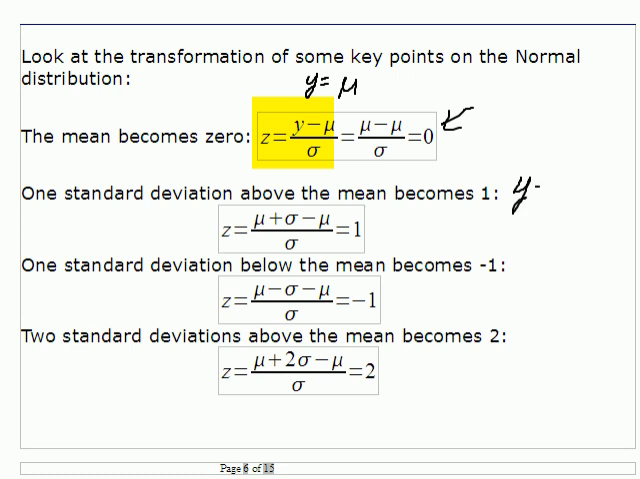What if you go one standard deviation above the mean? Okay, so you're going to let y equal mu plus sigma. Well, put that in the equation. Obviously, these cancel off, and these cancel. You get 1. One standard deviation below the mean is -1. 2 standard deviations above the mean in your data becomes a z-score of 2. Of course, we want to look at arbitrary values, so that's what we're going to do in the next slide.